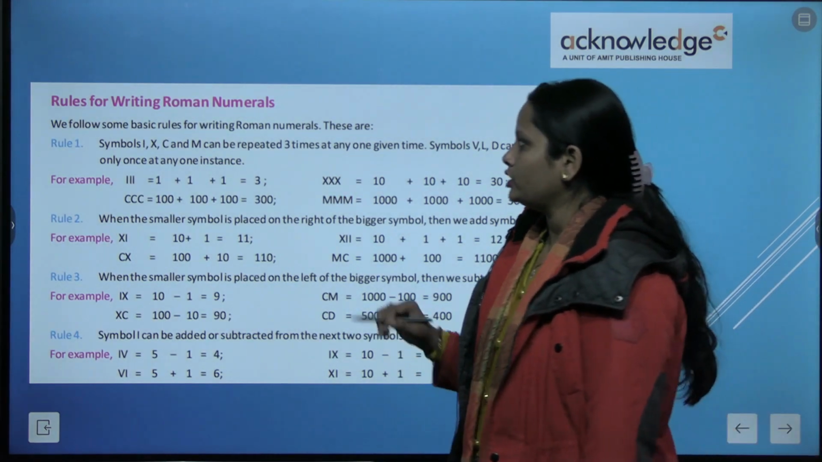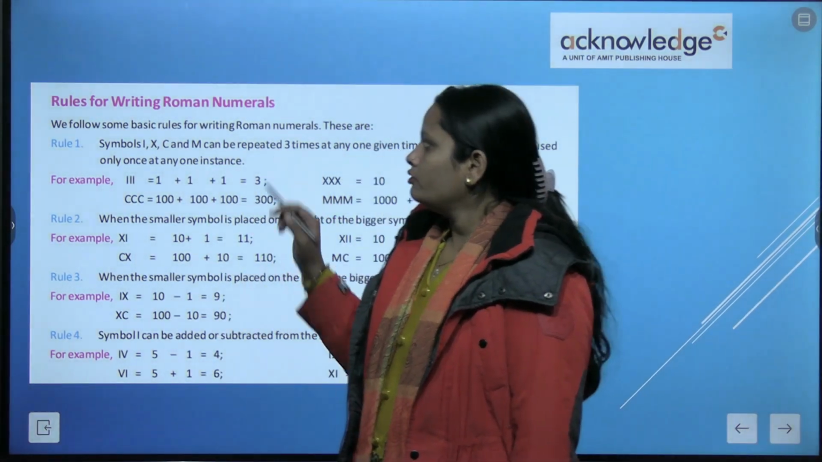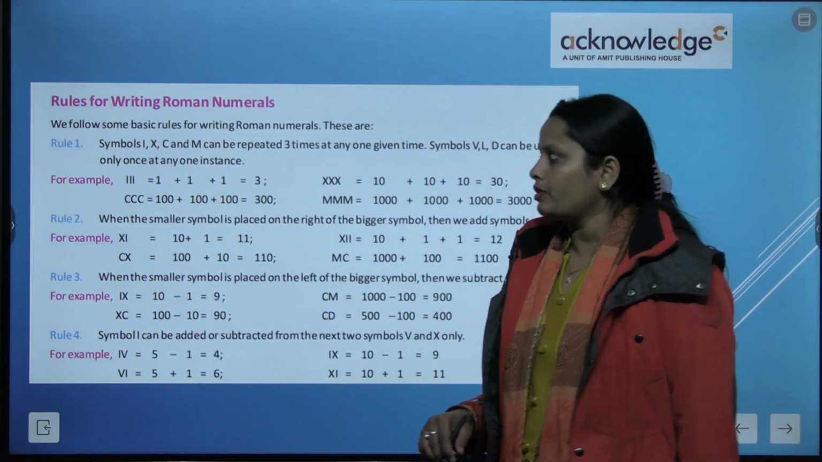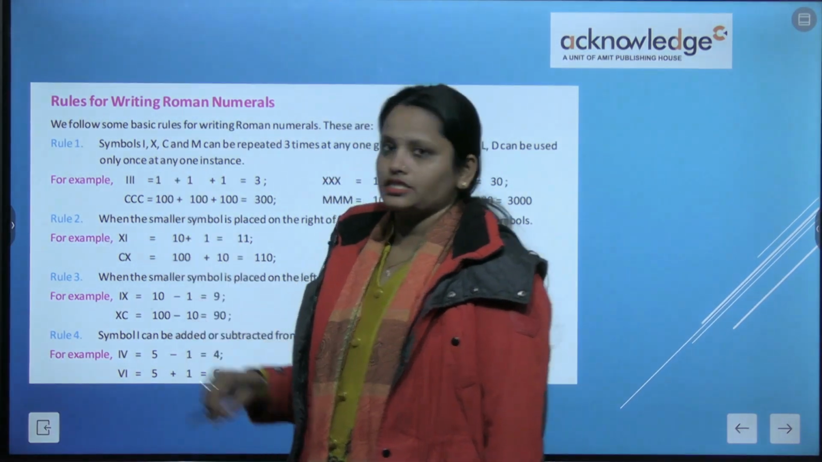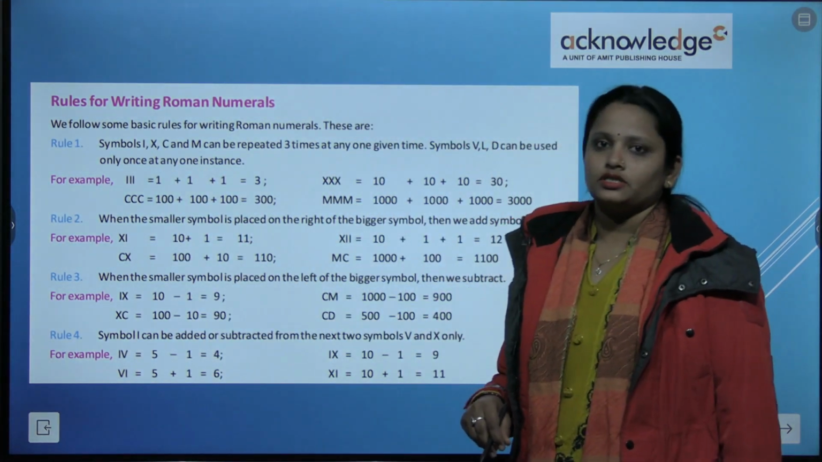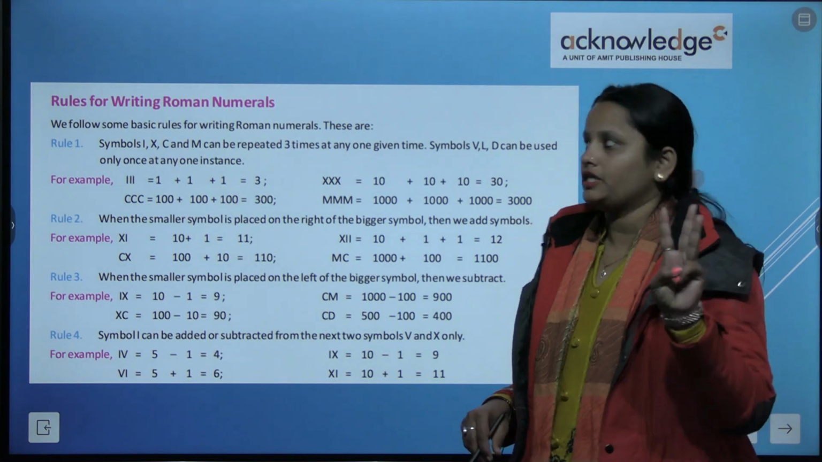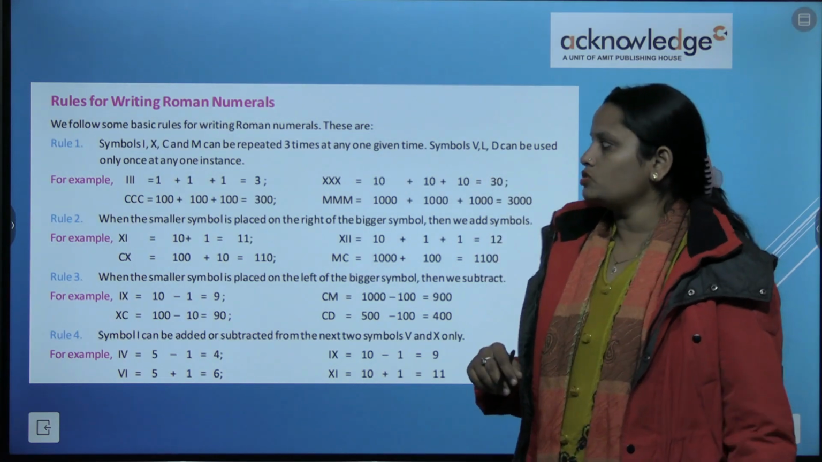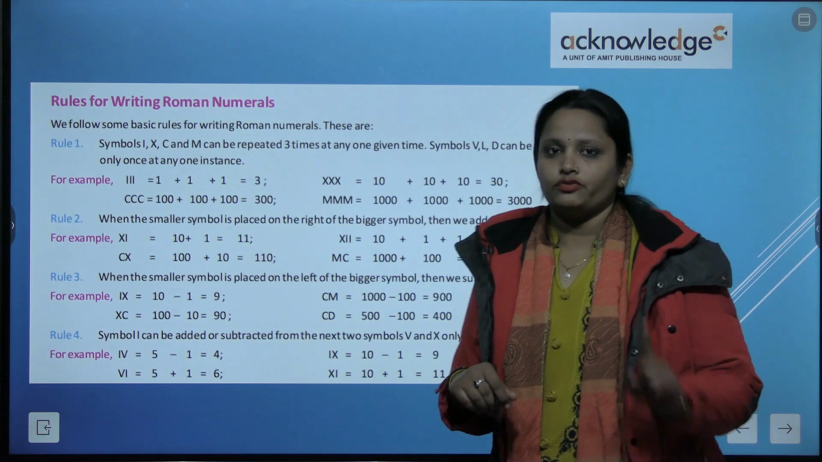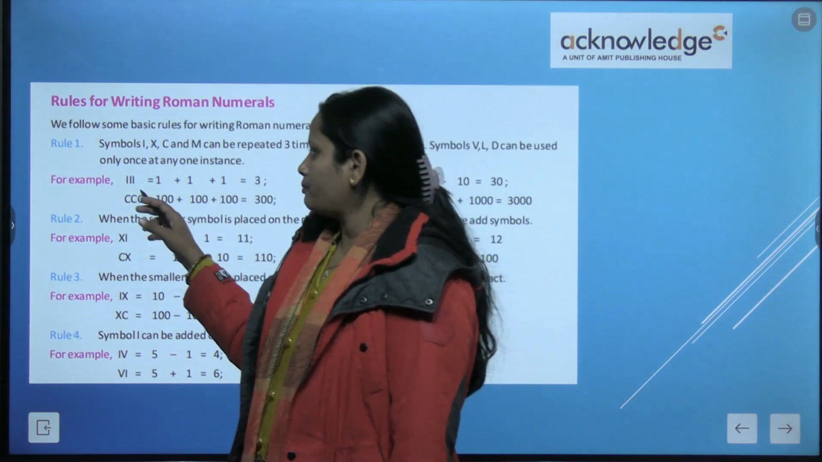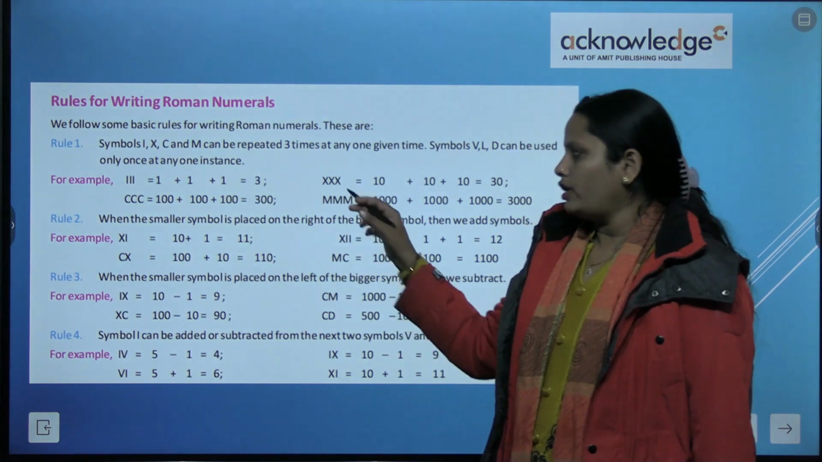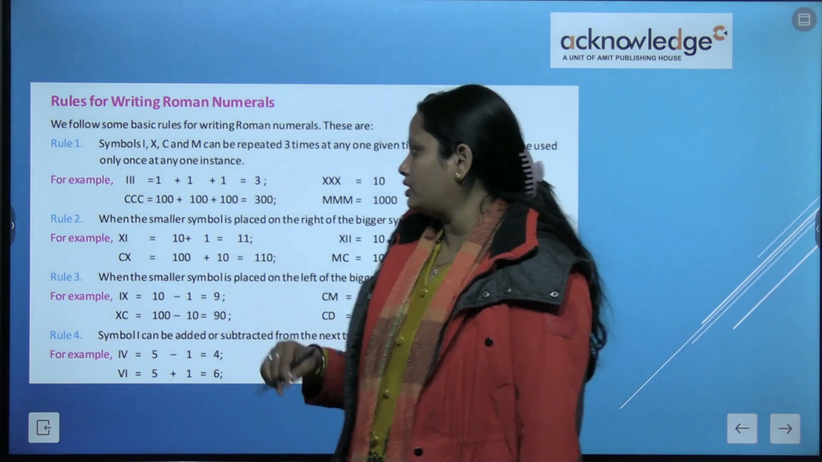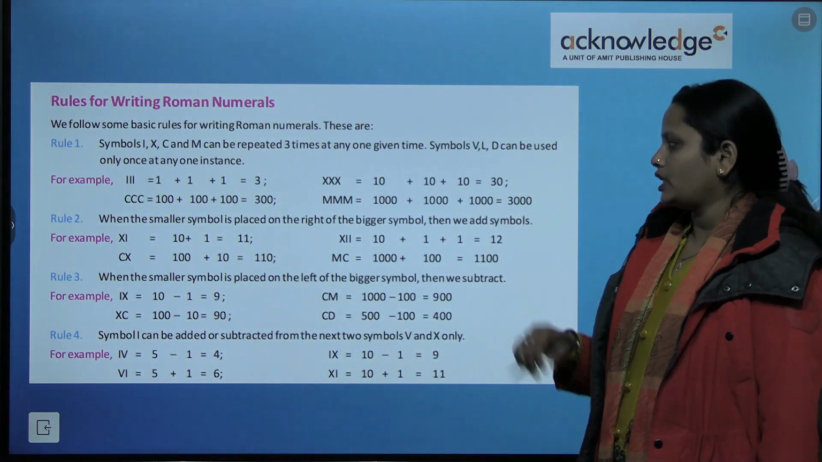Now rules for writing Roman numerals. क्या क्या rules हमें follow करने होते हैं? We follow some basic rules for writing Roman numerals and these are. First is rule number 1, that is I, X, C and M can be repeated 3 times. ये जो numbers यहाँ पे लिखे हैं इन्हें हम 3 times repeat कर सकते हैं, उससे ज़्यादा repeat नहीं कर सकते. Symbols like V, L, D can be used only once. V, L और D को सिर्फ एक बार use किया जा सकता है. For example, I को 3 times use किया तो 3 बन गया और X को 3 times use किया तो 30 बन गया. C को 3 टाइम यूज किया तो 300 और M को 3 टाइम यूज किया तो 3000.